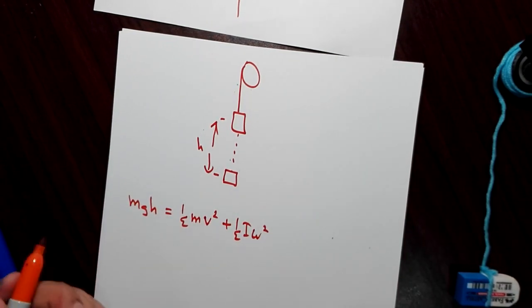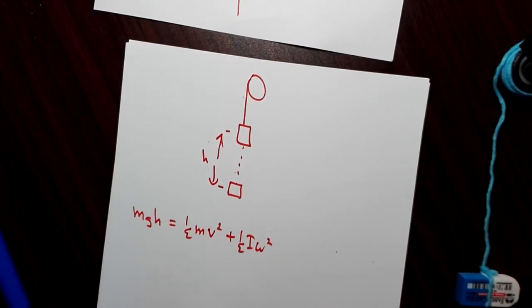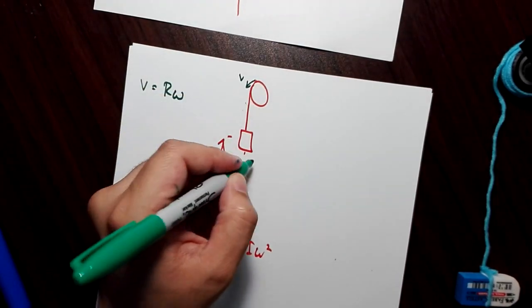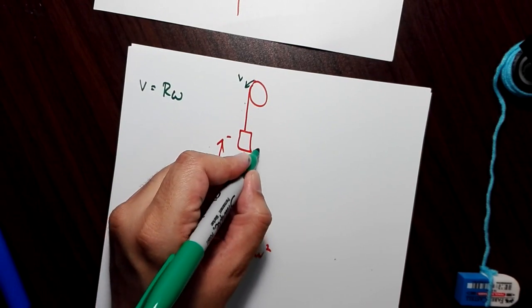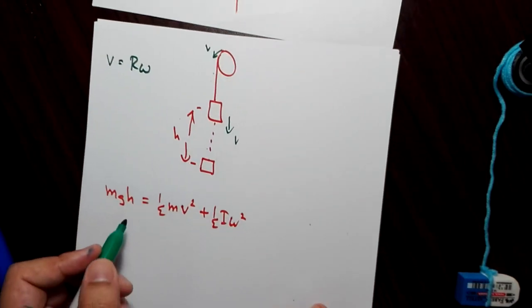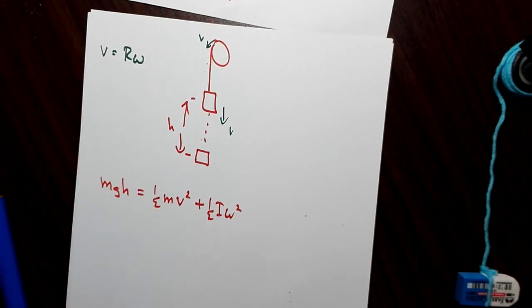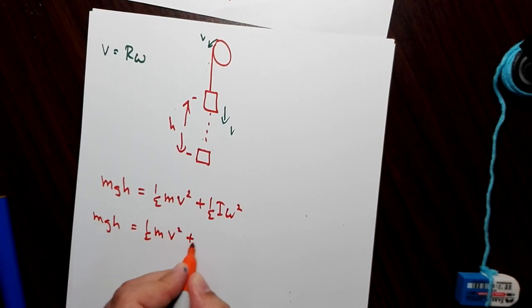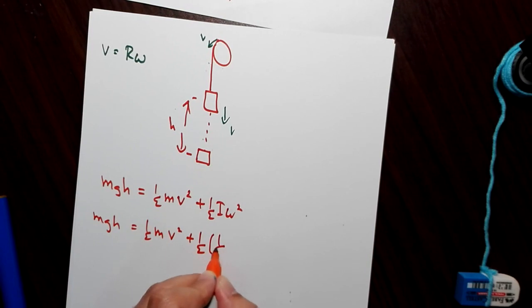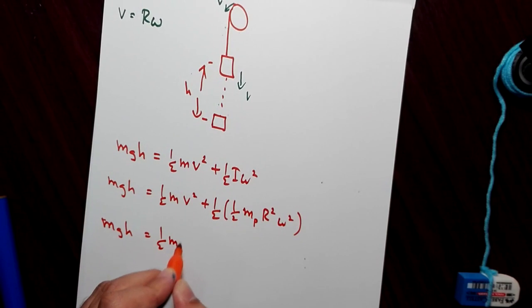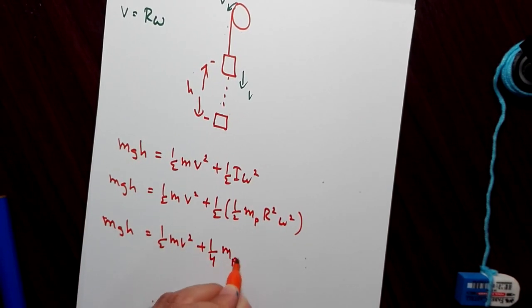So you can also simplify. Remember, the velocity equals r omega, right? So this is the tangential velocity also of the pulley. The velocity of the mass is also the tangential velocity of the pulley. So you can plug this expression in to simplify this. So you get mgh equals half m v squared plus half I omega squared, where I is equal to half mp r squared. So r squared omega squared. So you get mgh equals half m v squared plus 1 by 4 mp v squared.